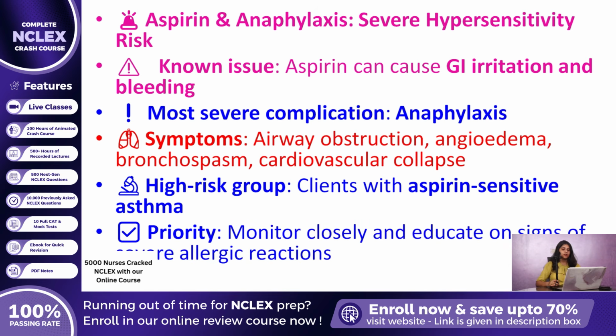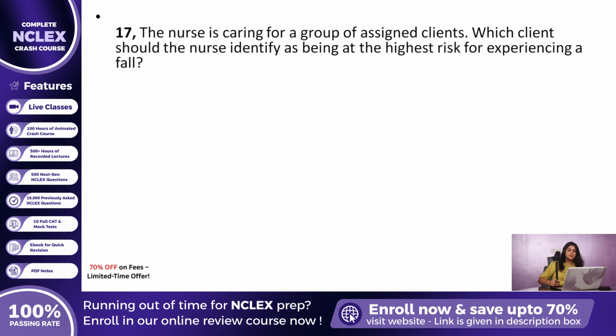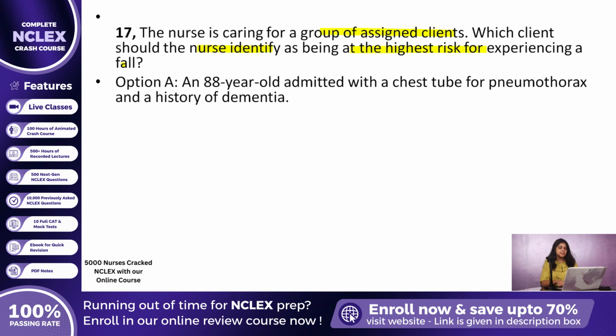Let us now turn our focus to question number 17, where we address safety concerns related to fall risk. The nurse is caring for a group of assigned clients. Which client should the nurse identify as being at the highest risk for experiencing a fall? Here are the options. Option A, an 88-year-old admitted with a chest tube for pneumothorax and a history of dementia.